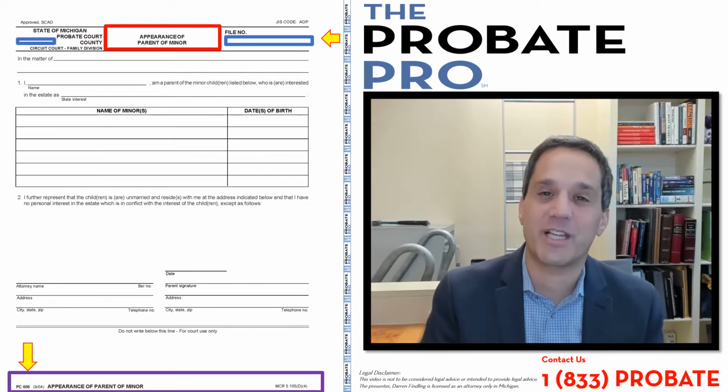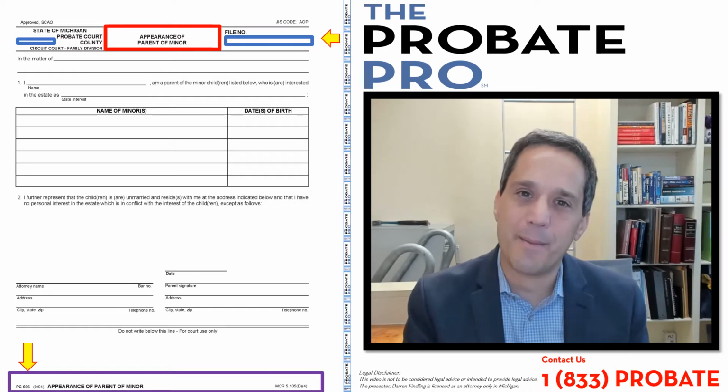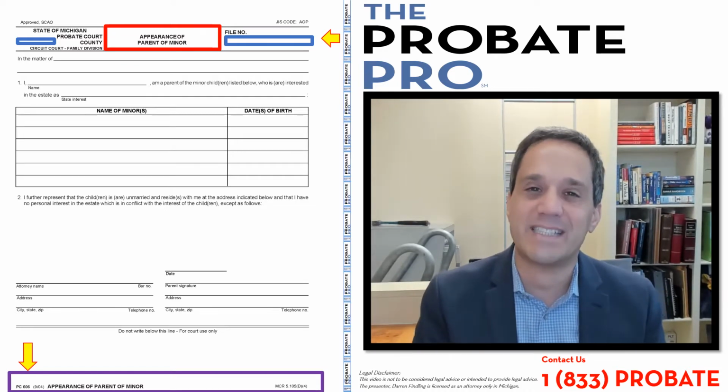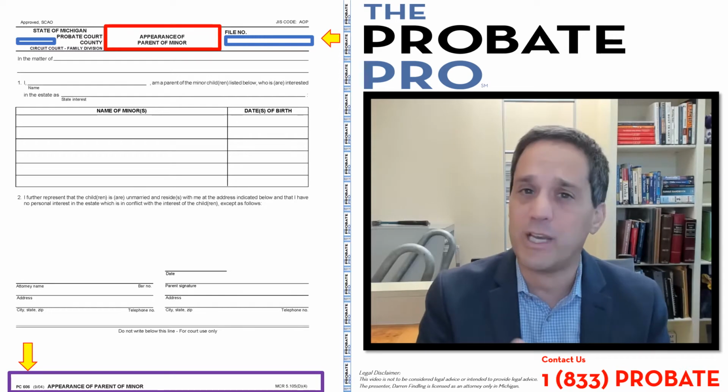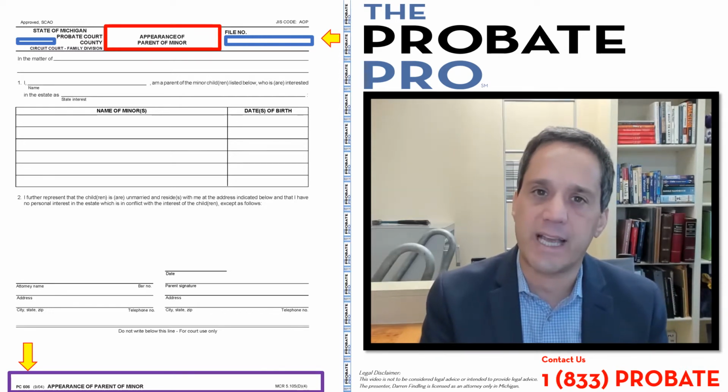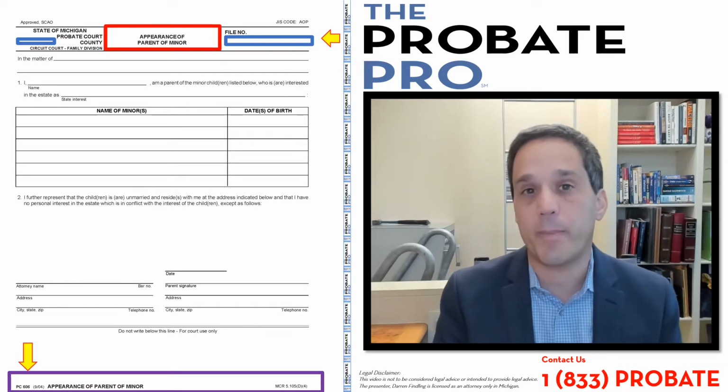Hi, I'm Darren Findling of the Probate Pro, and we're going to examine the State Court Administrative Order Form PC 606. SCAO, State Court Administrative Order Form. PC stands for Probate Court. This form is used in very particular circumstances when filing things with the probate court.